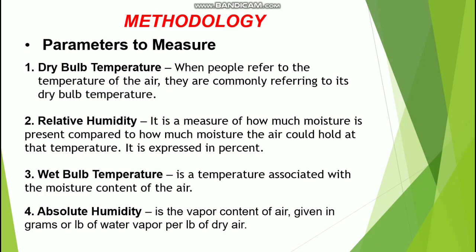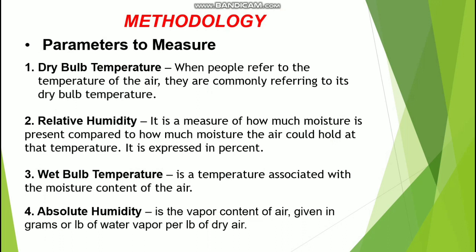Parameters to measure. So the dry bulb temperature. When people refer to the temperature of the air, they are commonly referring to its dry bulb temperature. So we measure it in testing the atmospheric air temperature inside the house. Then number 2, the relative humidity. It is a measure of how much moisture is present compared to how much moisture the air could hold at that temperature. It is expressed in percent. So both the dry bulb temperature and the relative humidity, we get from the testing.